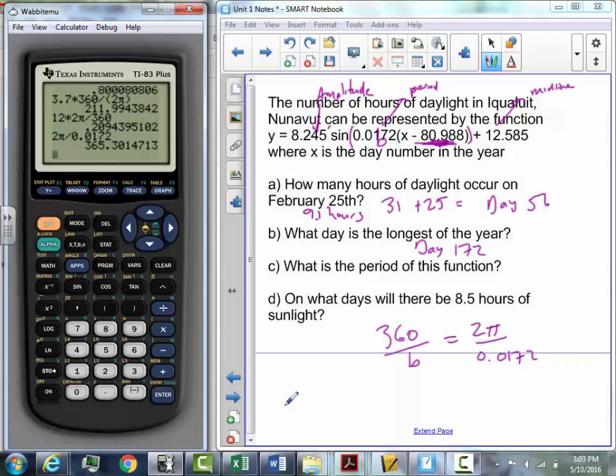Which kind of makes sense, because that's how many days there are in a year, right? That kind of makes sense, doesn't it?